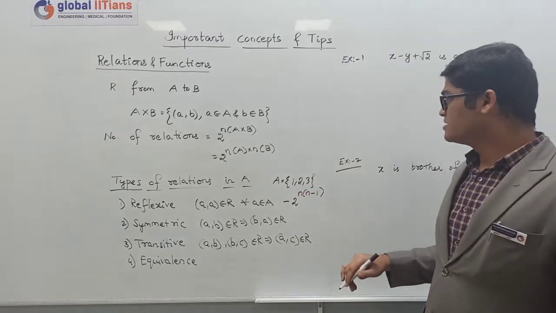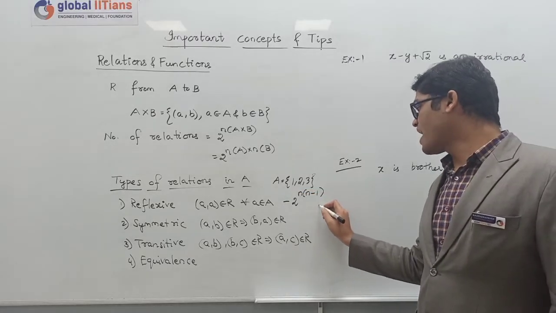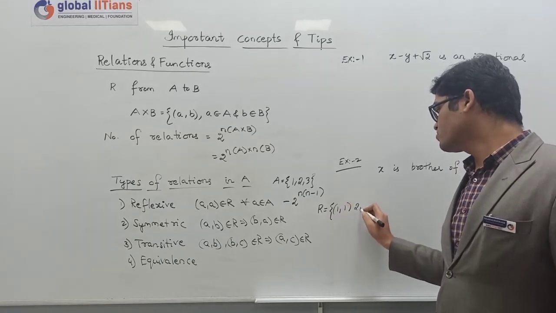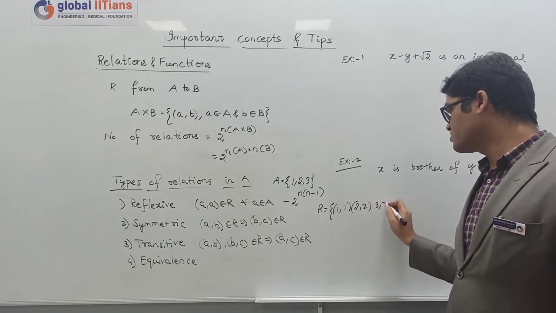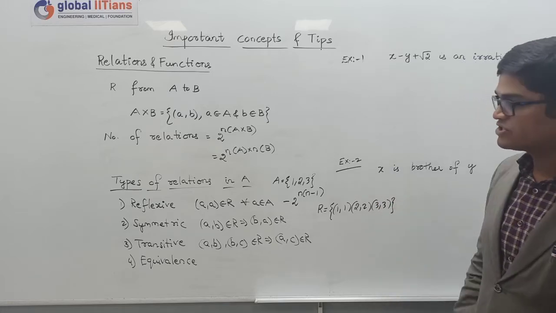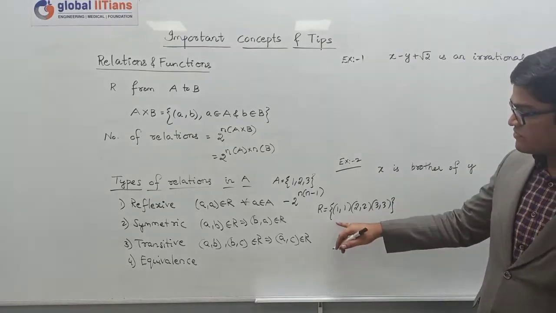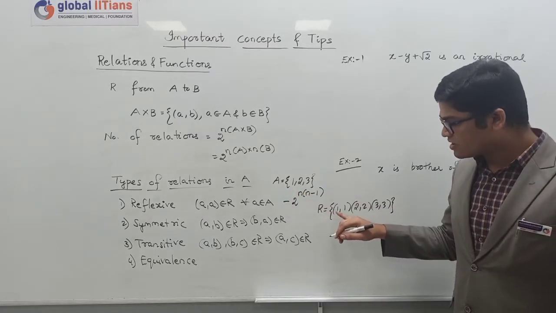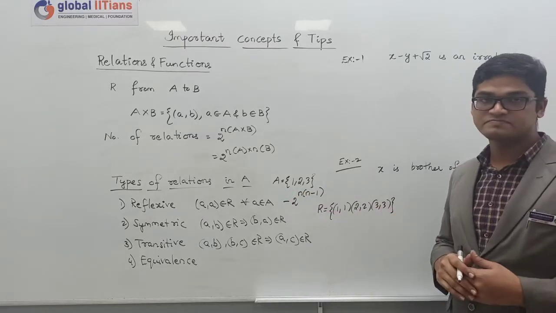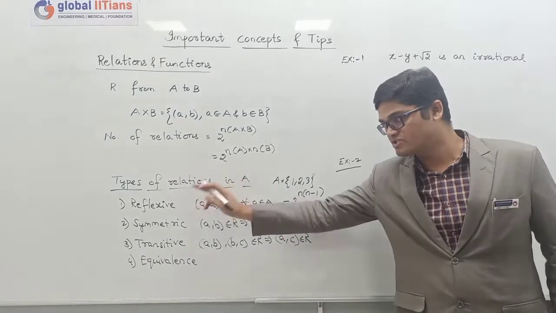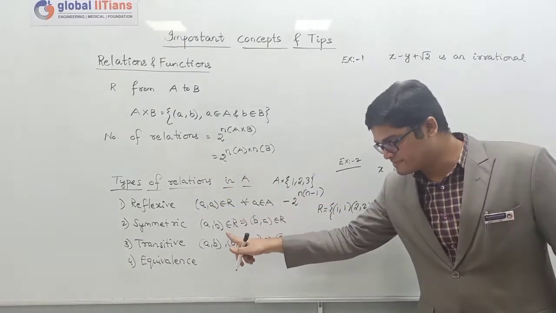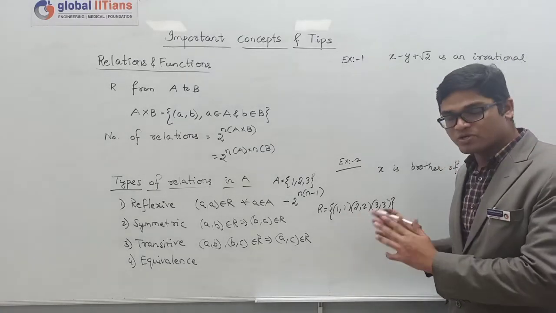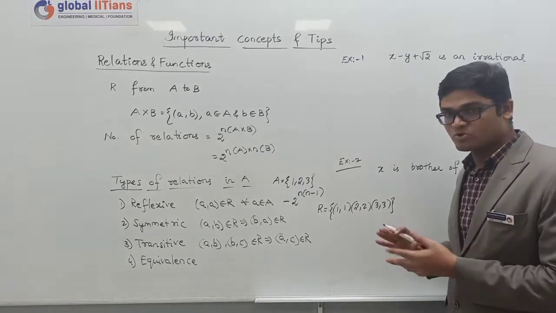I'll give an example. If R is taken as a relation {(1,1), (2,2), (3,3)}, what type of relation is it? It has been asked. If you see, (1,1), (2,2), (3,3) is a relation in A. So all of (1,1), (2,2), (3,3) are present. So we can say this is a reflexive relation. Now whether it is symmetric or transitive or not: if you take (1,1), what is (b, a)? It is (1,1), (2,2), (3,3).